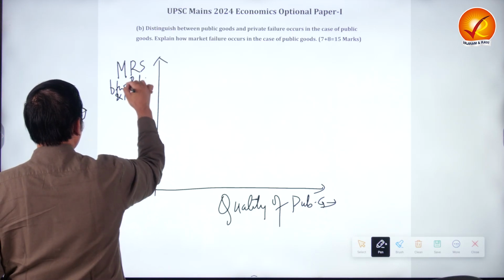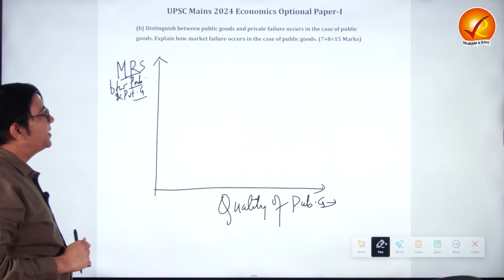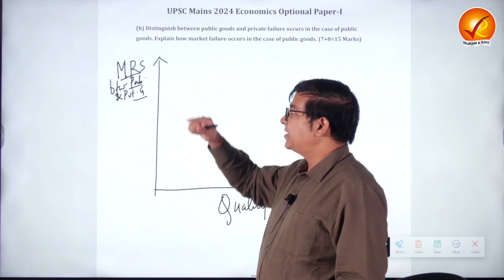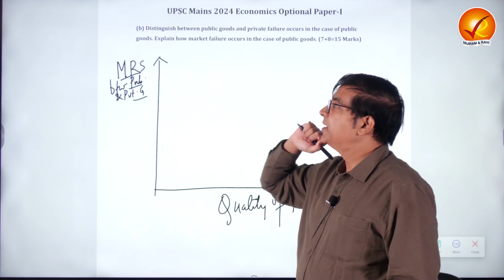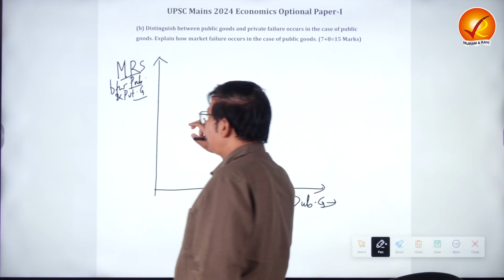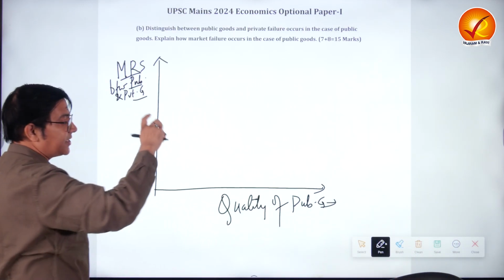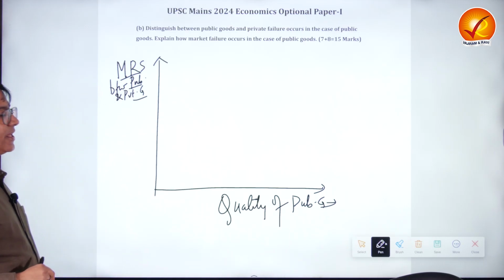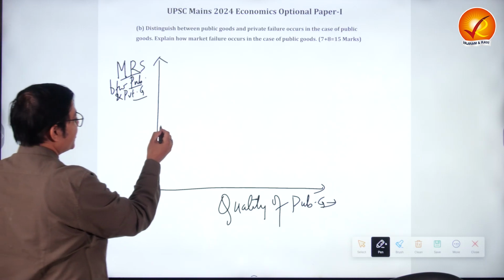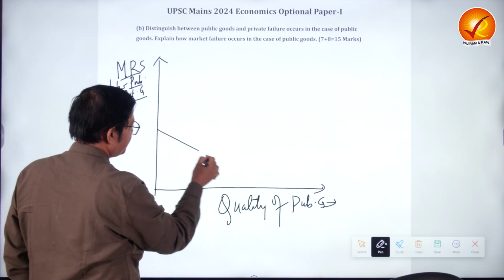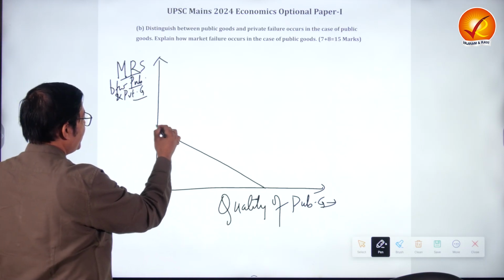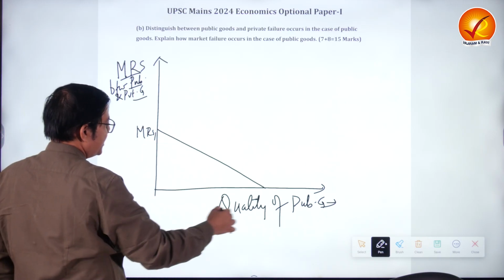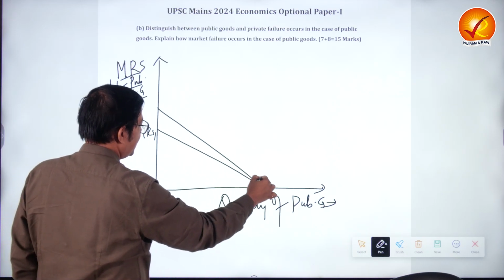Why are we taking that? In order to see how much of the private good a person is ready to sacrifice to get some quality of the public good. It can be shown that the MRS between public and private good for each person declines as the quality improves. So suppose that there are two persons. For one we have this as MRS 1, and for the other this is, let's say, MRS 2.